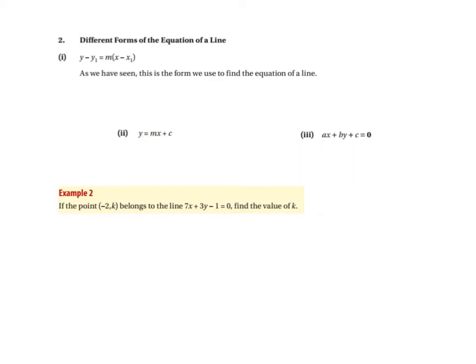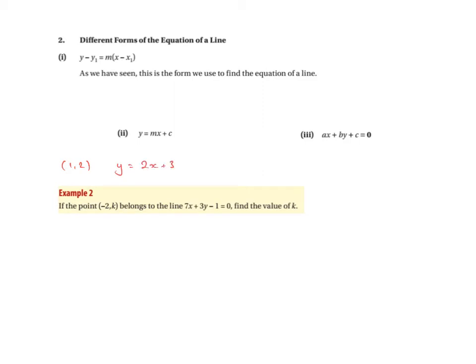So the next thing we need to be able to do with the line is to show that perhaps a point lies on the line. So for example, does the point (1, 2) lie on the line y is equal to 2x plus 3?